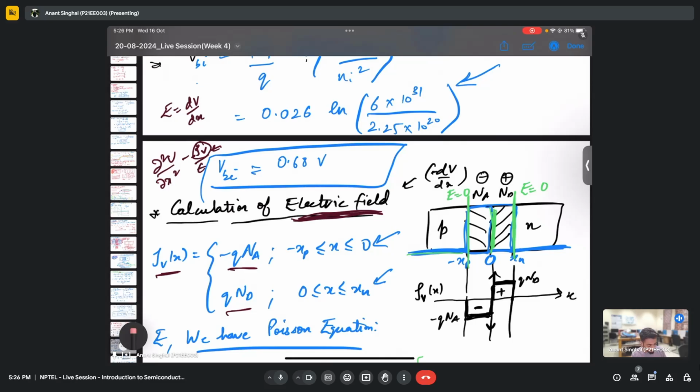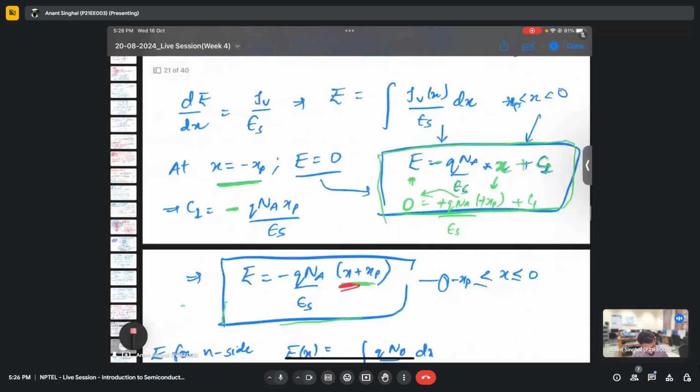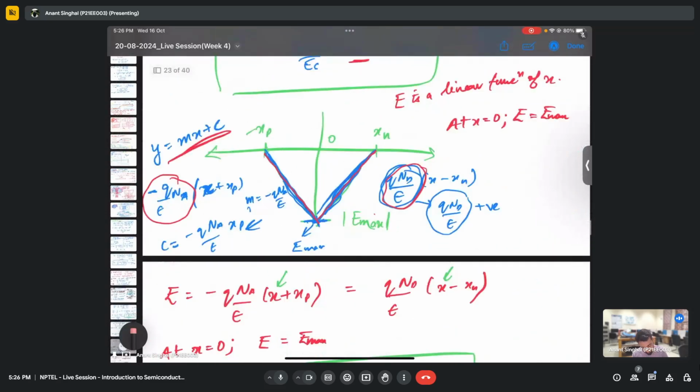So yeah, you should know what this Poisson equation is. And by that we were able to solve this particular thing.